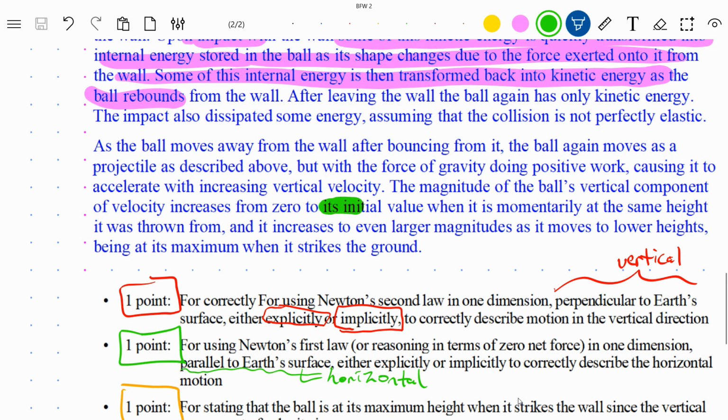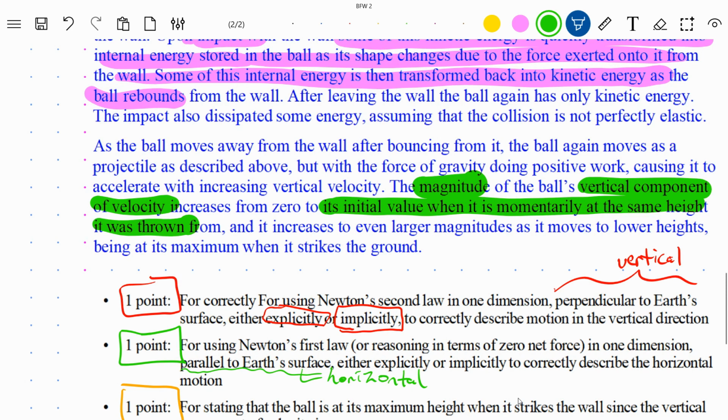The ball's vertical velocity will be back to its initial value, and I'm discussing the vertical component of velocity. Just again to stress that, the magnitude will be equal when it passes that same height that it was thrown from. That alone does not get me the point. It's not until I go one step beyond that to say it then increases to even larger magnitudes as it moves to lower heights, being a maximum when it strikes the ground. Not all of that was exactly needed here, but nonetheless, that's where I would earn that point.